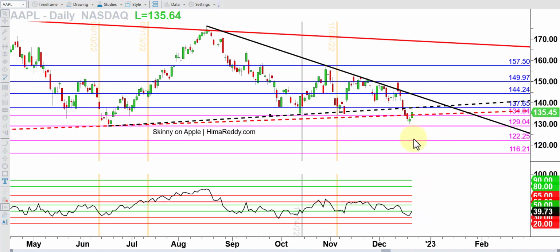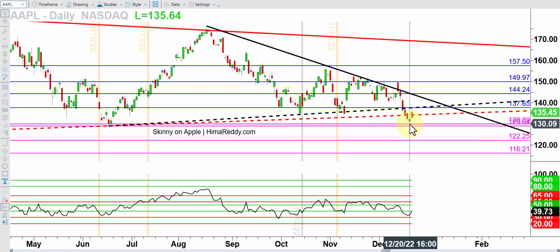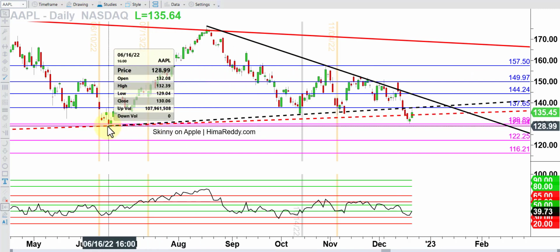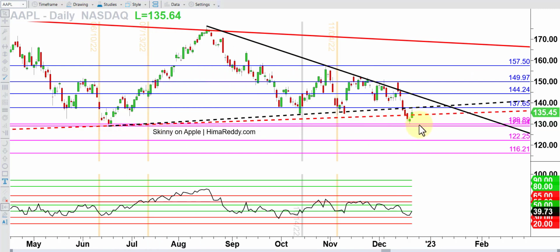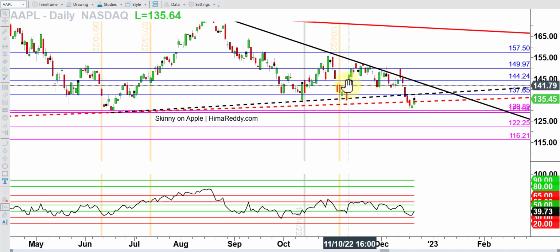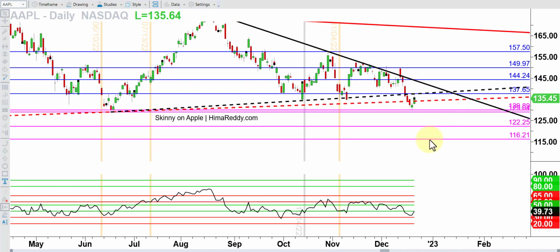break below not only the low from Tuesday, the December 20th low at 129.89, but more importantly, this June 16th low. So there's a very important cushion of support right here. And if the market trades below that, you can see the supports that I have laid out. These are the levels that I determined as major supports back in October that I'll come back and reevaluate when I do my full quarterly analysis after the start of the new year.